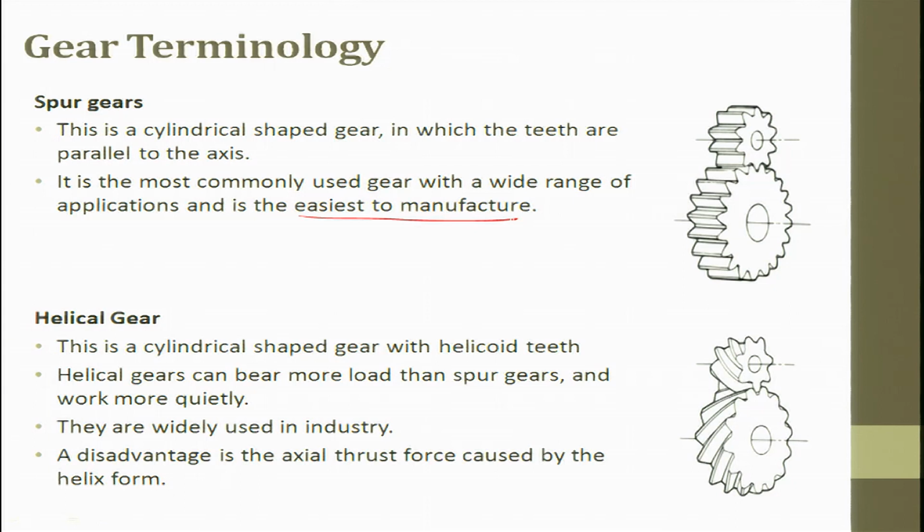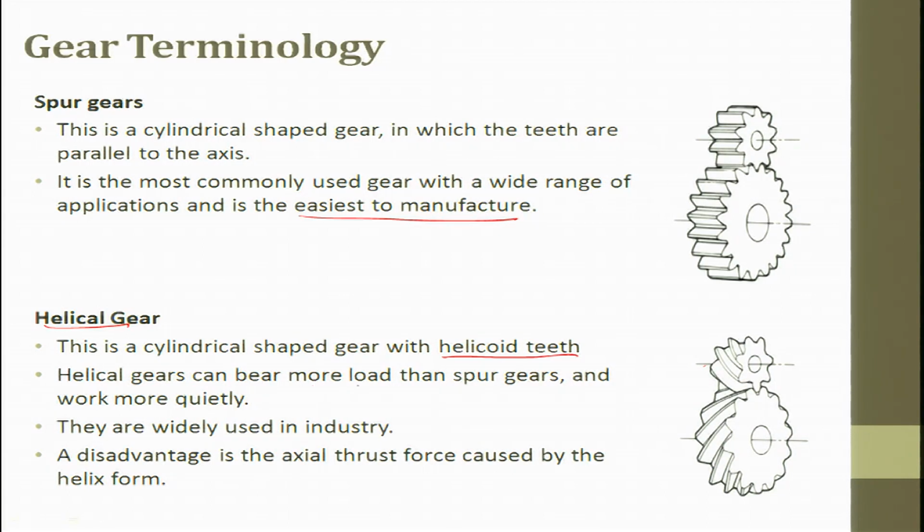A lot of gear trains use spur gears. This is the most common gear, and a lot of interchangeability concepts can be followed in these gears. The next one is a helical gear. Between helical gear and spur gear, there is only one change. You see there is a change in the gear tooth profile angle with respect to the center axis. So, this is a cylindrical shaped gear with helicoid teeth.